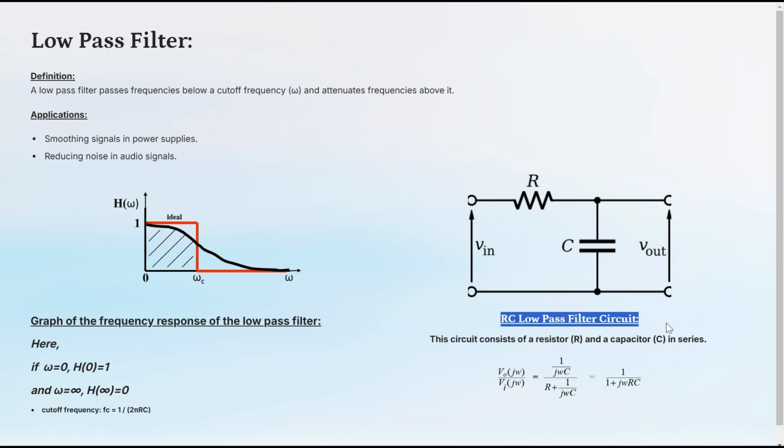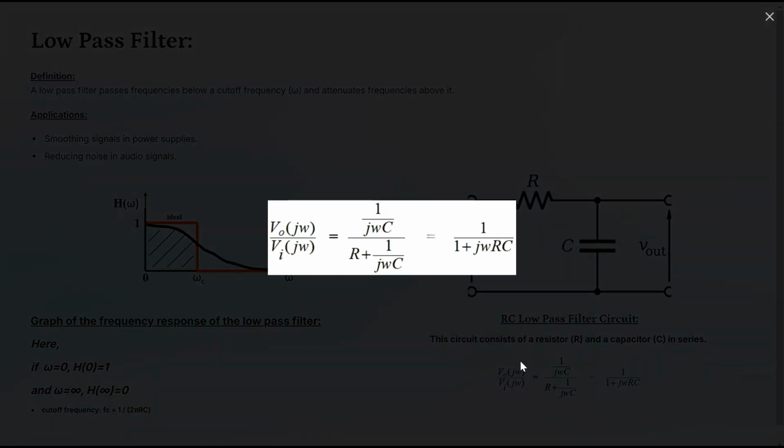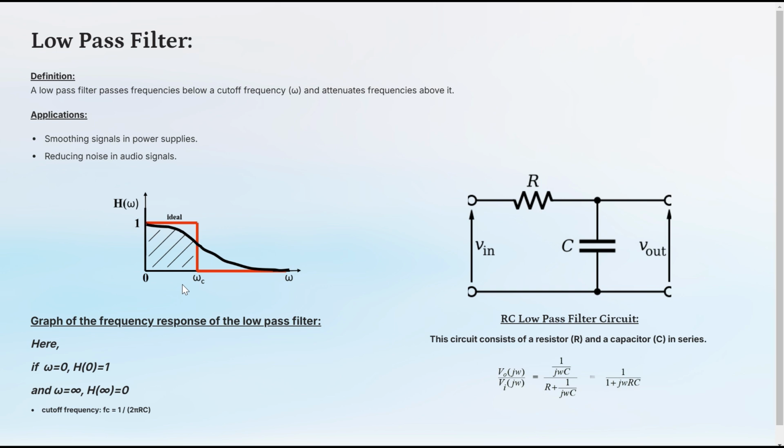And here an RC low pass circuit is given, in which a resistor and a capacitor are in series. And the transfer function formula is given below. Now talk about its ideal and real conditions. In the ideal condition, there is perfectly flat gain in the passband with a sharp drop to 0 at FC. In a real low pass filter, there is a gradual roll off near FC and slight attenuation even in the passband due to component imperfections.